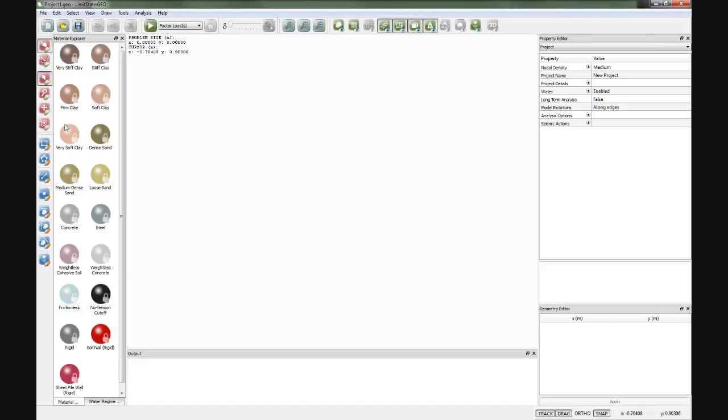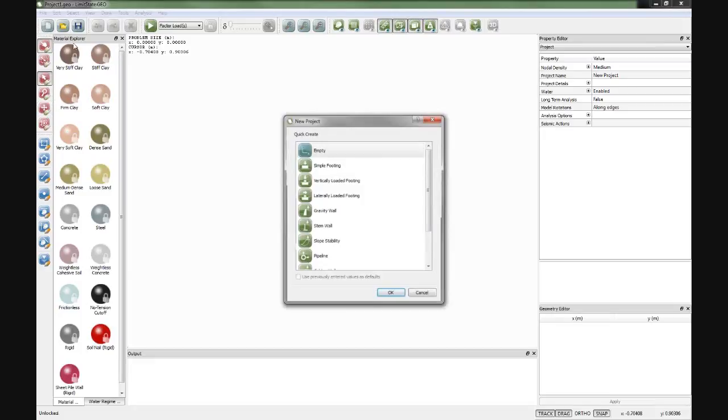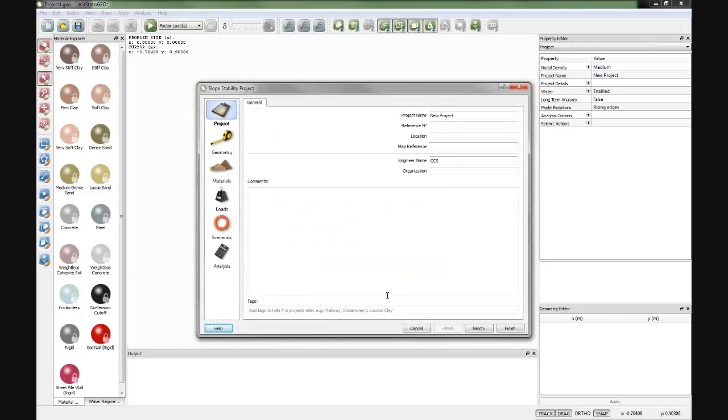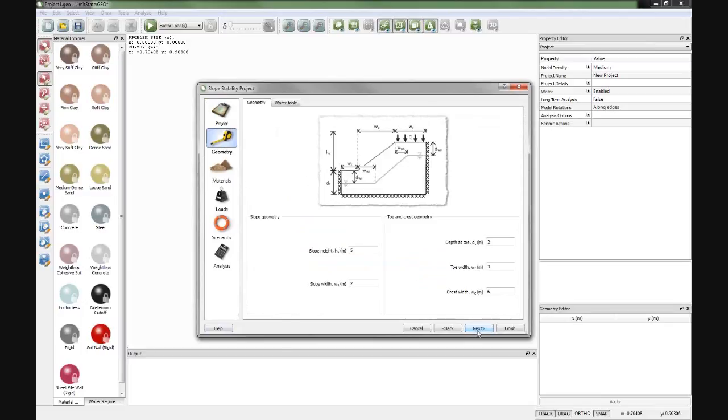To start a new project, you just click the button New, and you get a choice of projects. You can start with empty and draw your own geometry, but the software also has quick build wizards to generate standard geometries, which can be modified later. We'll use a slope stability one. So you get a wizard, and as you go through this, I'm going to go through this fairly quickly. You get asked, so you can change the geometry of the slope. I'm going to accept the defaults.